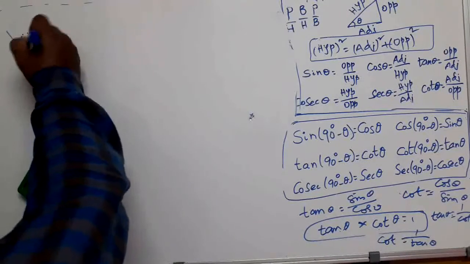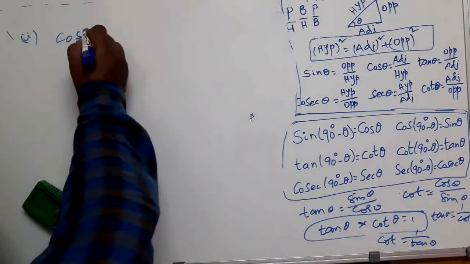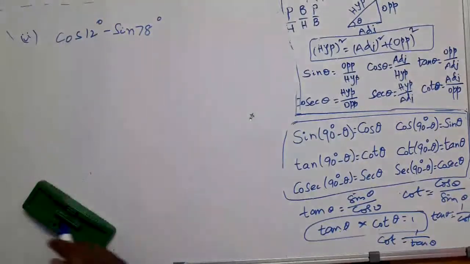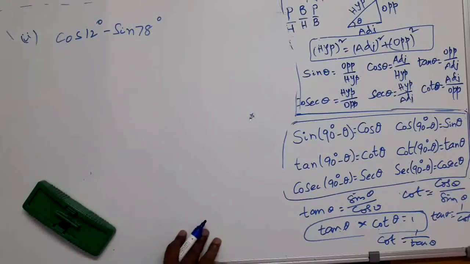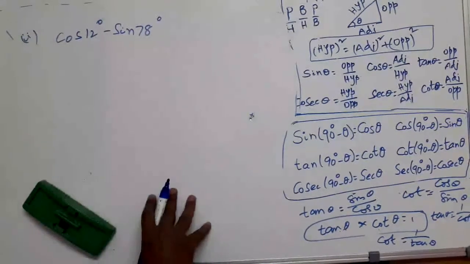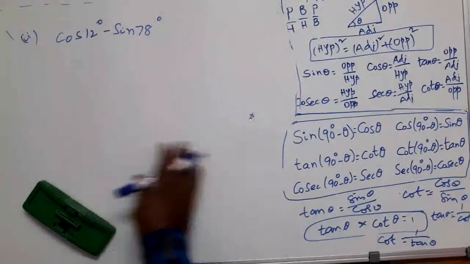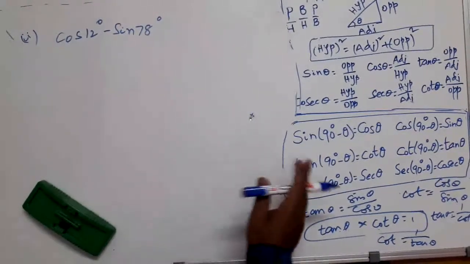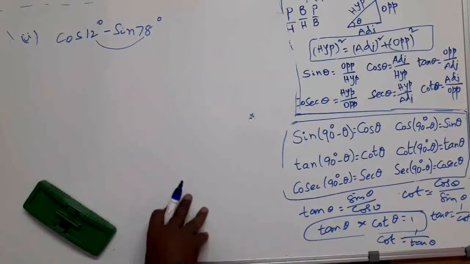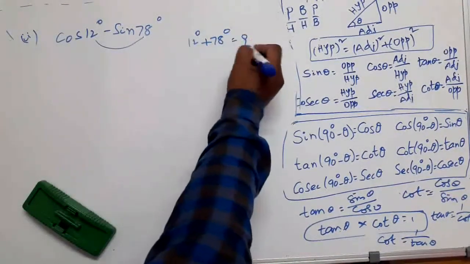Second part. Cos 12 degrees minus sine 78 degrees. Yes, same logic. Do you know the value of cos 12 degrees directly? No. Sine 78 degrees directly, can you write? No. But what else do you know? We know these relations. So to use these relations, you are observing if the sum of these two angles is 90 degrees. Yes, we have observed that 12 degrees plus 78 degrees is 90 degrees.